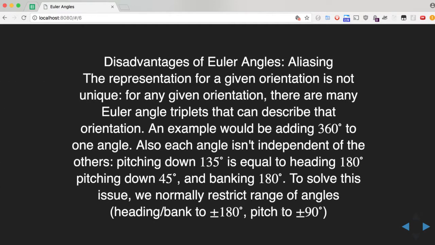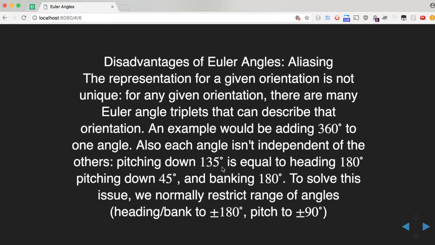But that's not without a lot of disadvantages too. They're not unique for any orientation. So there's an infinite number of Euler angle triplets that can express the same orientation. For example, if you had 45, 0, 0 as your 3 angles, and then you also had 405, 0, 0, that's the same because we added 360 degrees, but it still ends up being the same orientation.